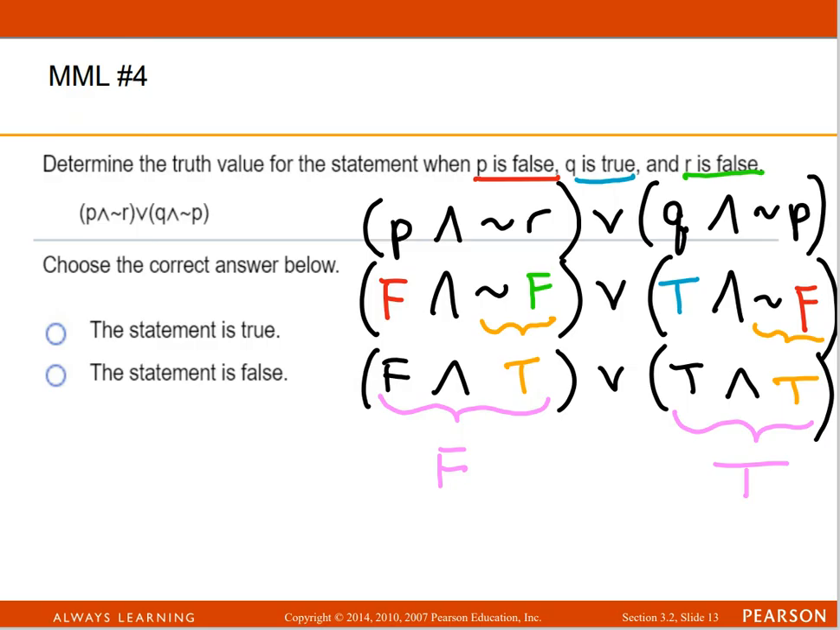The only thing that is left is this disjunction in between, and it's a false or a true. And when you do a false or a true on an or, as long as one of them's true, it'll be true. Because on an or, the only time you get a false is when they're both falses. So this one is true.